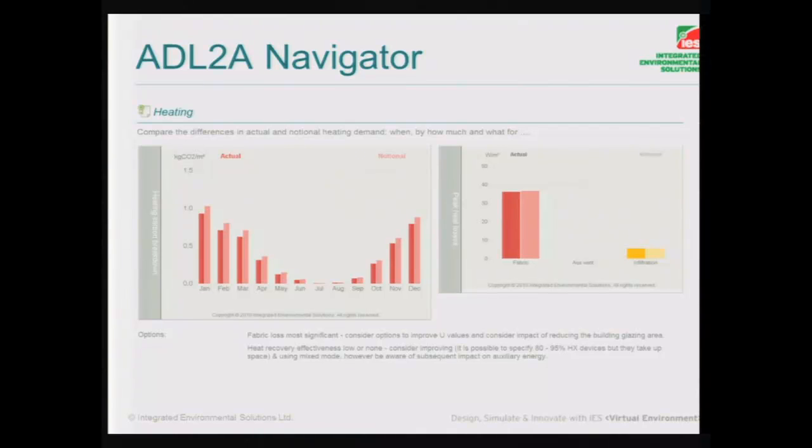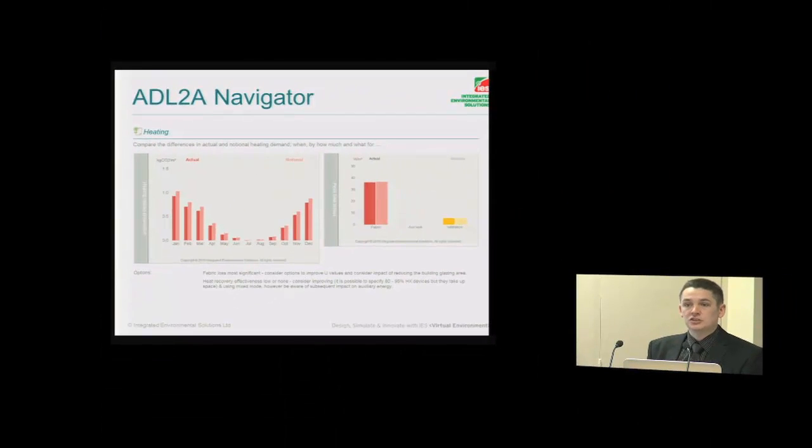overall loss. For example, here it gives me a more detailed breakdown of my heating carbon emissions. On the right-hand side, it then explains, well, these are your fabric losses, these are your infiltration losses. So probably if you're wanting to reduce your heating load further, you're best to start tackling the insulation levels.